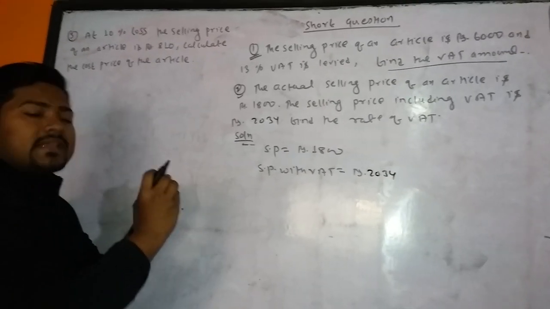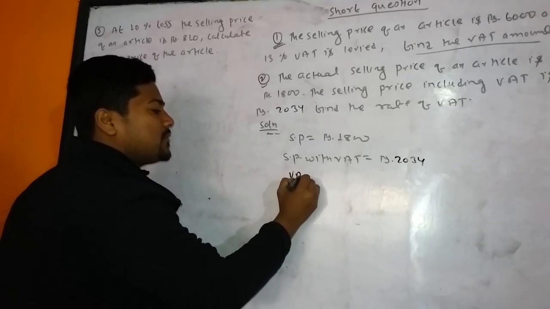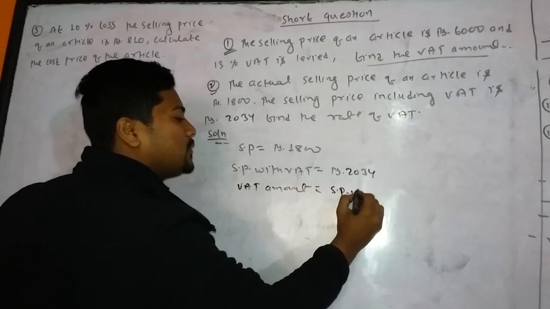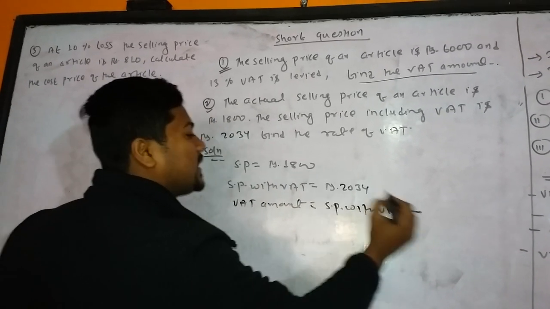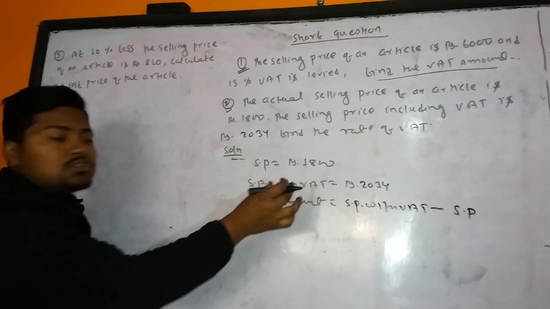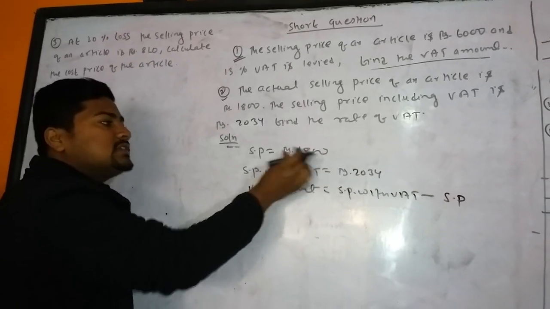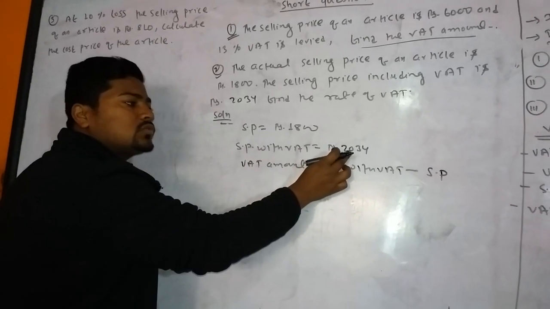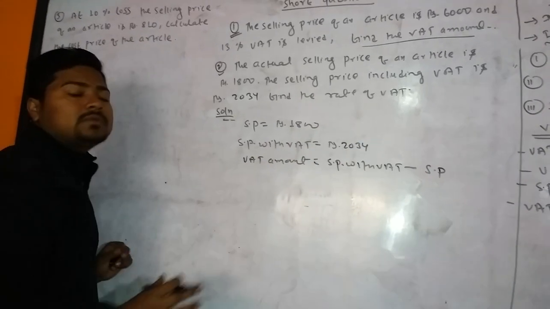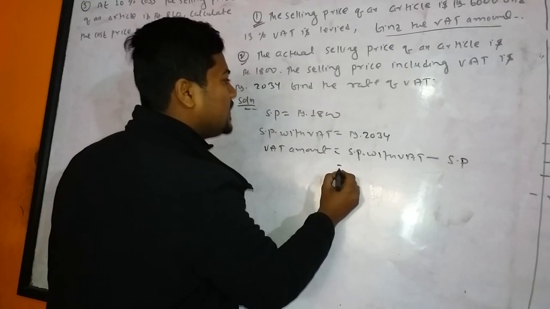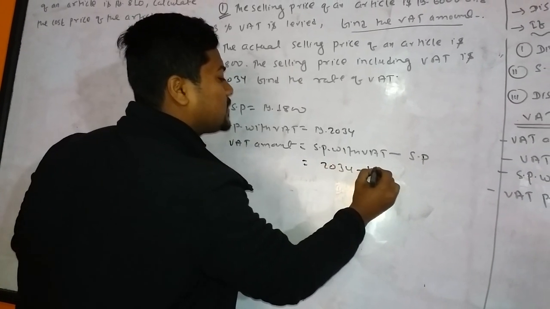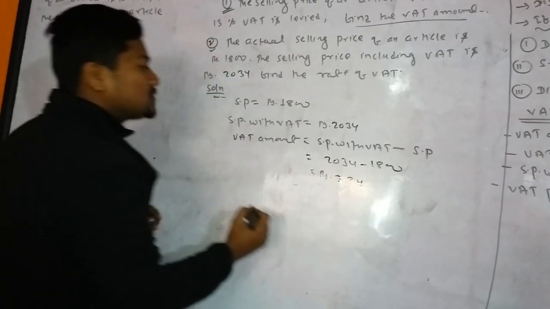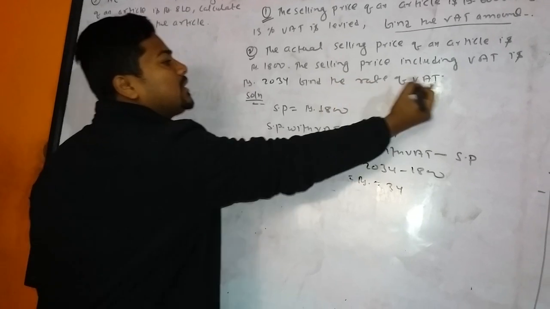So how much money is added? That is the VAT amount. So first of all, what to find? The VAT amount. The VAT amount is SP with VAT minus SP. 1800 is the SP, and here you add some amount. That is the SP with VAT, 2034. So you subtract, and that way the VAT amount will come. Now tell me, 2034 minus 1800, what will come? 234.